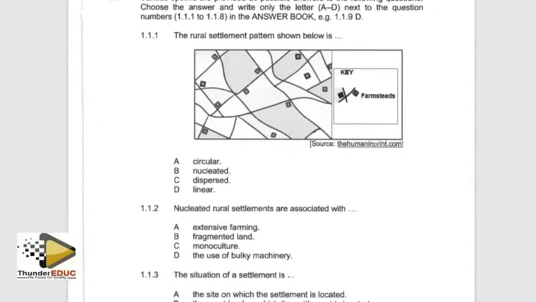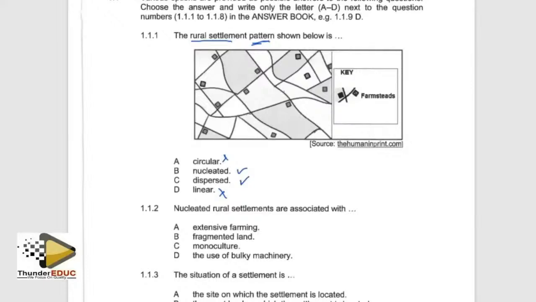We're looking at 1.1.1. That's where we start from. The rural settlement pattern shown below is rural. They said rural settlement pattern shown below. We are looking at the pattern. Remember, when you talk about pattern, we are only concentrating on two aspects, and that is nucleated and dispersed. So that is where our concentration will be when we talk about rural patterns. So that means circular and linear are out.